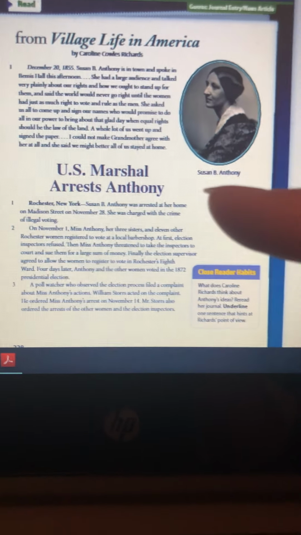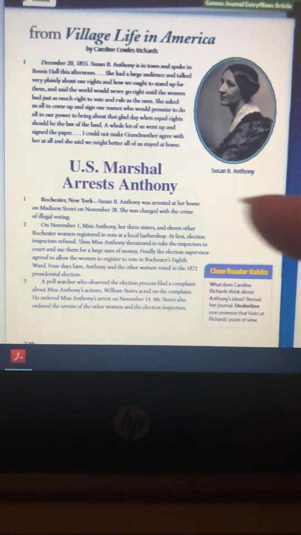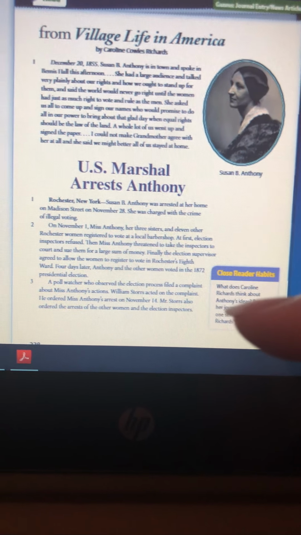The second source, U.S. Marshal Arrest Anthony, and it's about 3 paragraphs. So you're going to read through those. You're going to go back. You're going to use your closed reader habit.